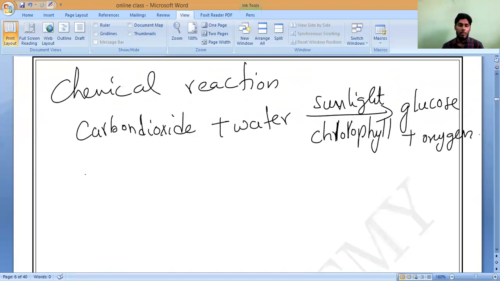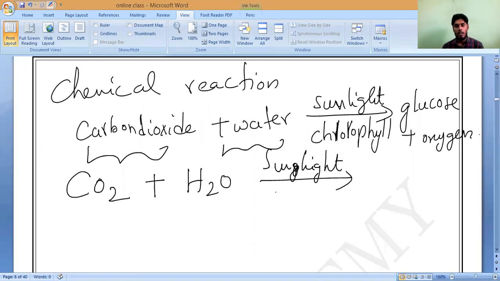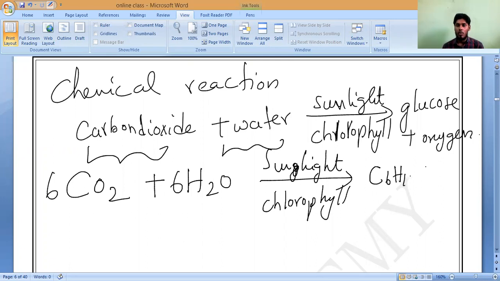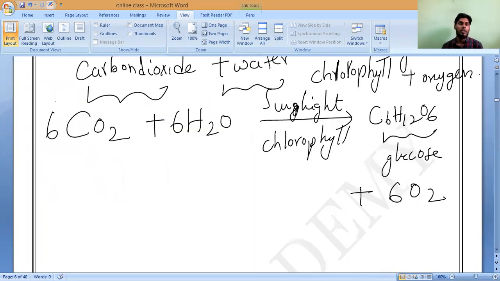Now let us write it in the form of symbols. Carbon dioxide we represent with what? CO2 plus water, which we represent with H2O, under sunlight. Yes, sir. Light only. What should we call it? Sunlight. And the next one is chlorophyll. I will also write the balanced equation: 6CO2 and 6H2O will give you glucose, with the formula C6H12O6, plus 6O2, oxygen. So this is the chemical equation of photosynthesis.